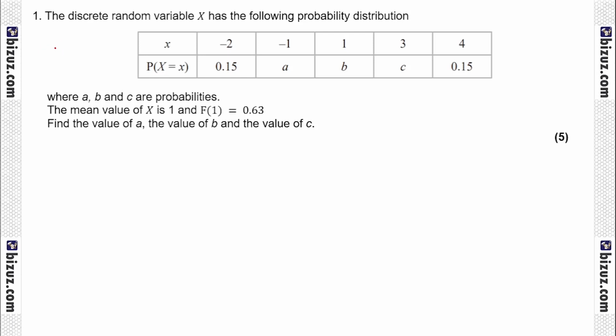Everyone, this is the solution to the Edexcel IAL January 2020 S1 paper. So let's start with question number 1.